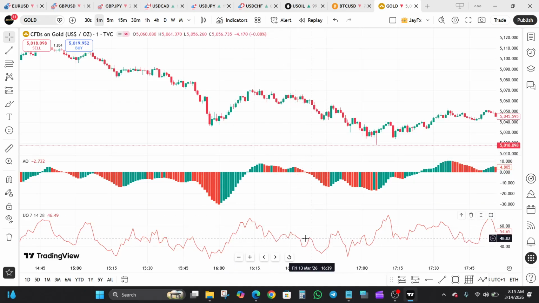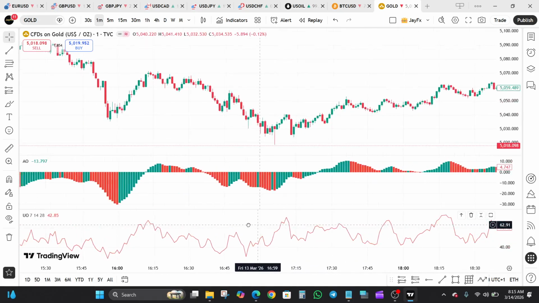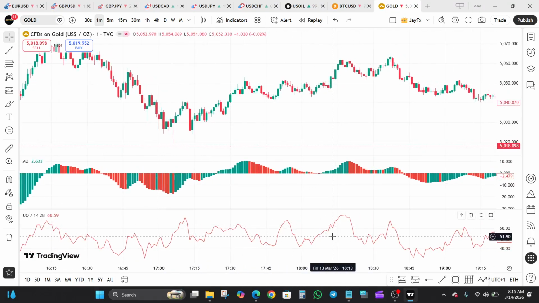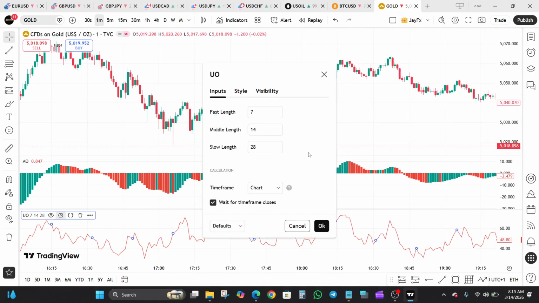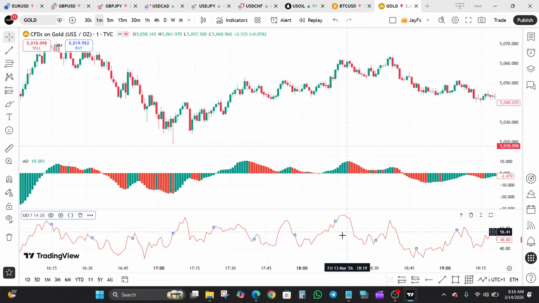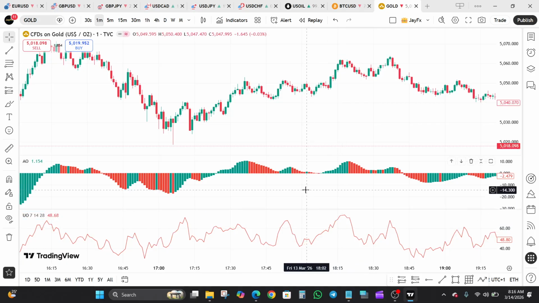Then the Ultimate Oscillator uses a different approach by combining three different time frames into one momentum calculation. This multi-time frame method was designed to reduce false signals that can occur when indicators rely on a single time frame. You can see the three different lengths: the fast length, middle length, and slow length. Actually, you can modify these depending on how sensitive you want the indicator to be. Because of this structure, the Ultimate Oscillator often produces smoother signals compared to some faster oscillators.